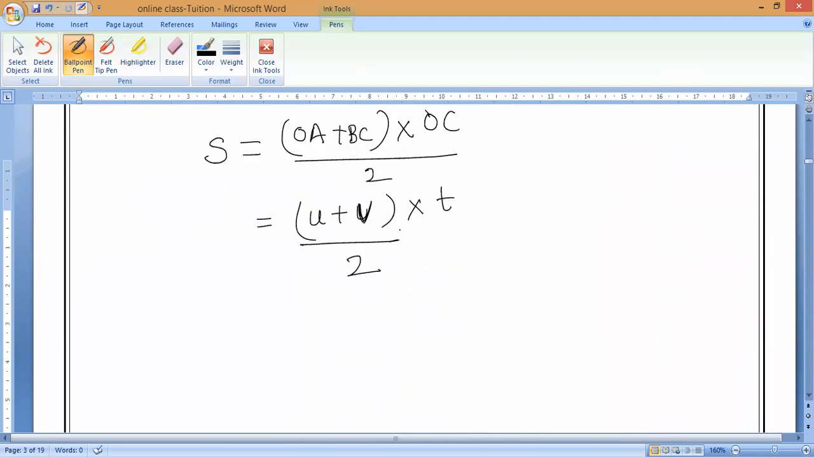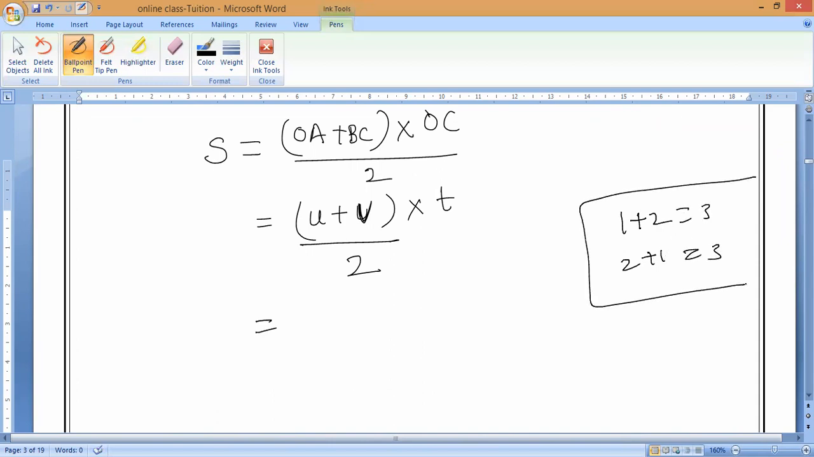Now, before going to that, we will modify this one. In mathematics, 1 plus 2 or 2 plus 1, both results are 3 only. Yes or no, guys? In addition, we can write it in reverse also, x plus y or y plus x. But in subtraction, we cannot write it that way.